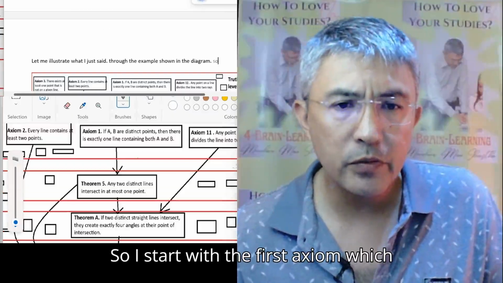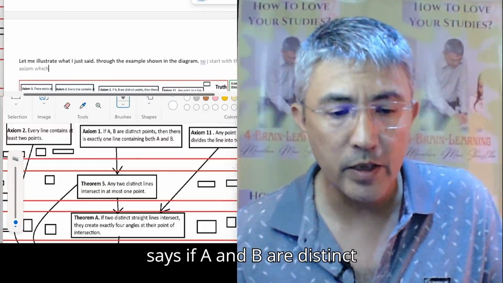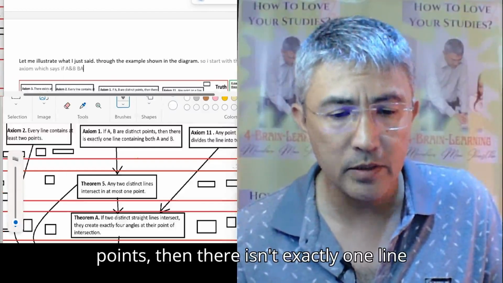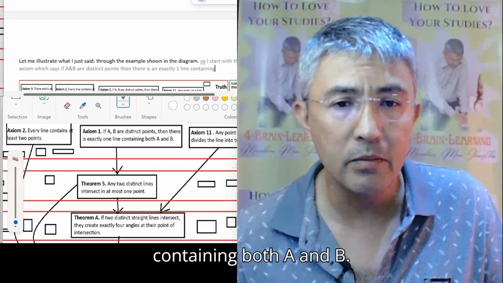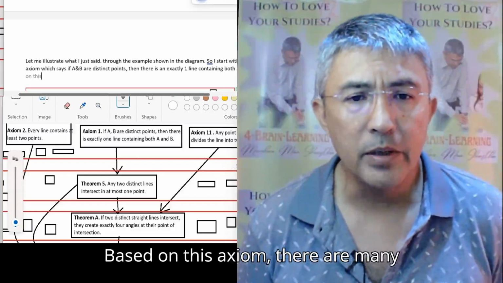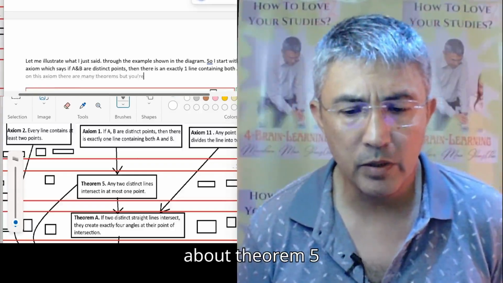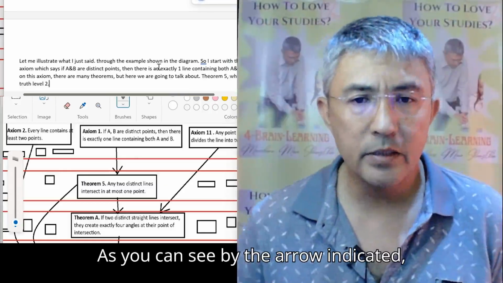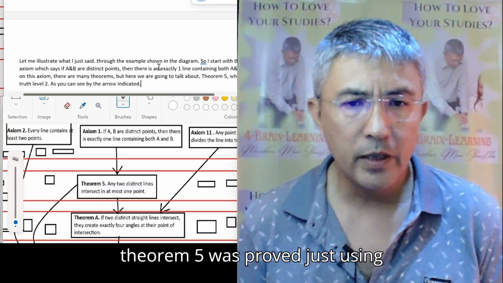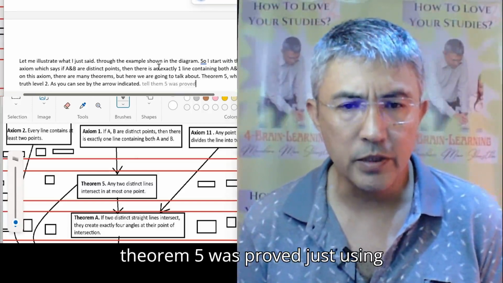So I start with the first axiom, which says if A and B are distinct points, then there is exactly one line containing both A and B. Based on this axiom, there are many theorems, but here we are going to talk about theorem 5, which is in truth level 2. As you can see by the arrow indicated, theorem 5 was proved just using axiom 1.